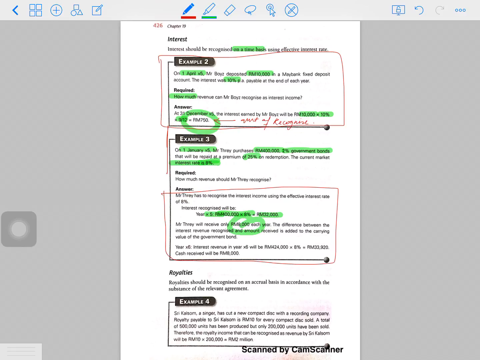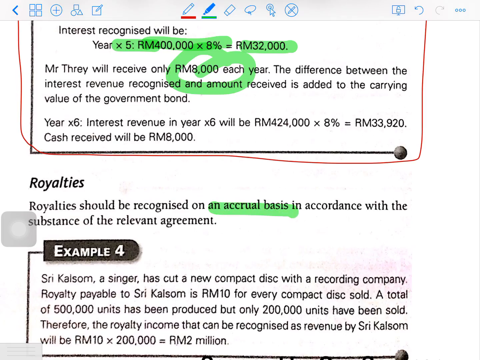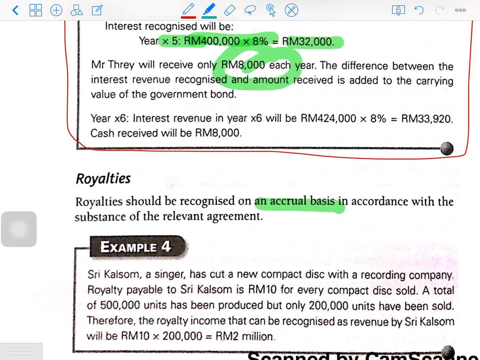That is for interest. The main point here is that interest revenue is recognized on a time basis. That is the main important thing here. Now for royalties, accrual basis. As mentioned earlier, royalty should be on accrual basis in accordance with the substance of the relevant agreement.